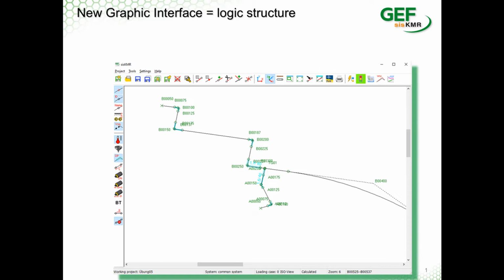Let's begin with the new graphic interface in a general view. The new graphic interface has a logic structure. What does logic structure mean? This means that we have functions and groups with a certain purpose.